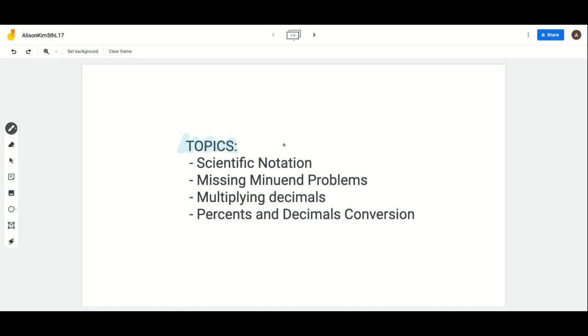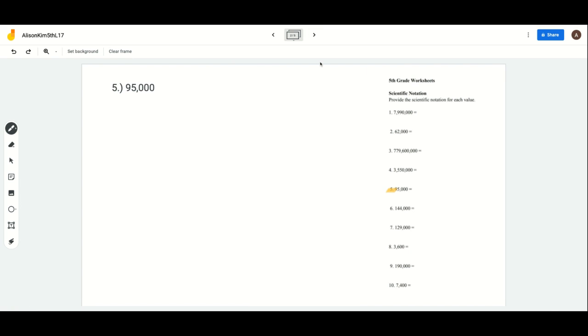Hi, 5th graders. Today we're going to learn about scientific notation, missing minuend problems, multiplying decimals, and percent/decimal conversion. So let's get started. We're going to start with scientific notation and we're going to do number 5 together.